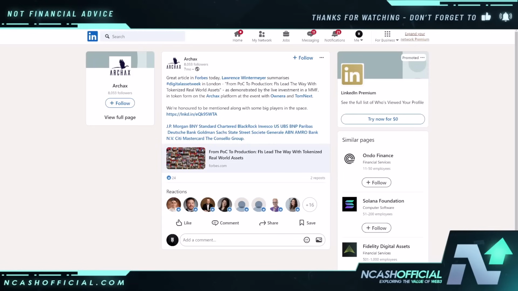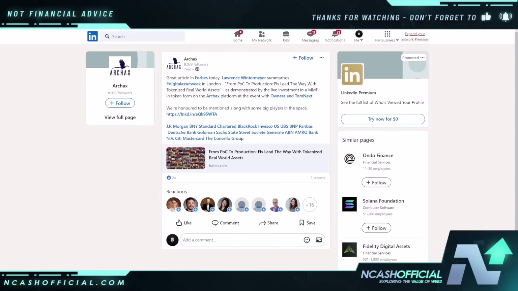Just recently, they were named in a list on Forbes, and its financial institutions lead the way with tokenized real-world assets. Guys, they're named in a list with JP Morgan, BNY Mellon, Standard Chartered, BlackRock, Invesco, UBS, BNP Paribas, Deutsche Bank, Goldman Sachs, State Street, Societe Generale. Guys, these are massive names. MasterCard, Citi, I mean, come on.